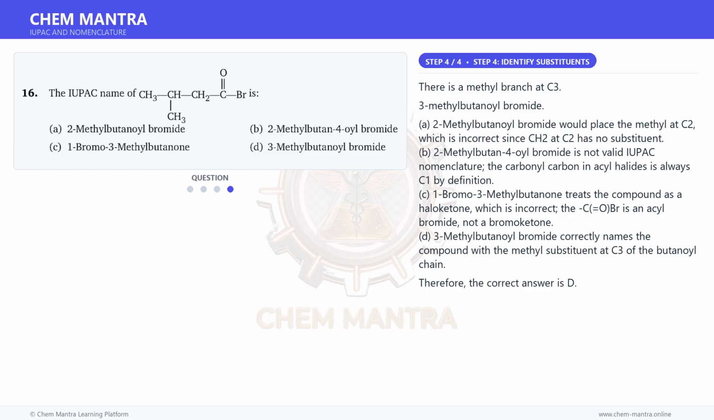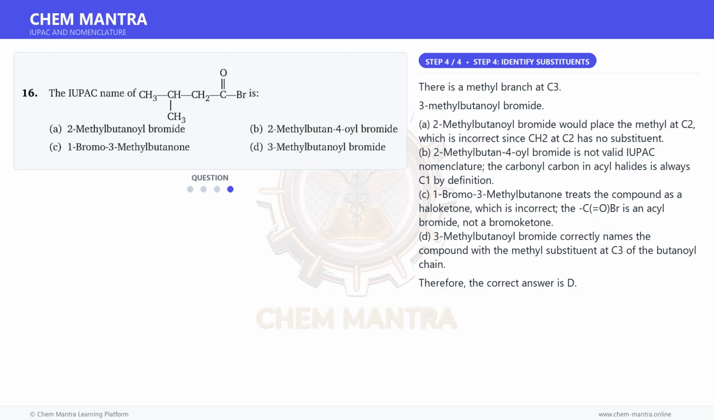3-methylbutanoyl bromide. A, 2-methylbutanoyl bromide, would place the methyl at C2, which is incorrect since CH2 at C2 has no substituent. B, 2-methylbutan-4-oyl bromide, is not valid IUPAC nomenclature. The carbonyl carbon in acyl halides is always C1 by definition.